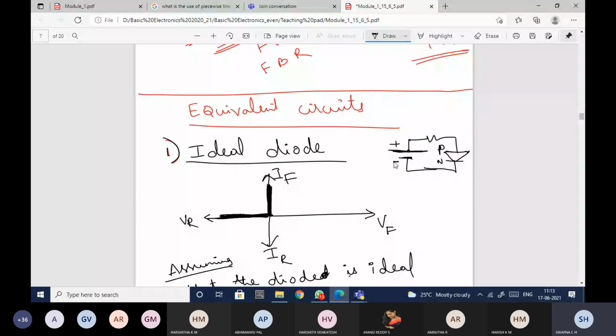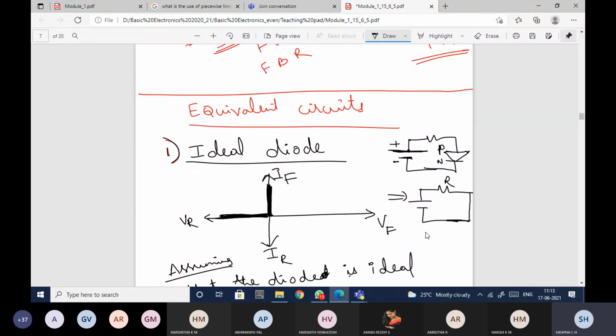N is connected to the negative. So this diode will be forward biased or reverse biased? If P is connected to positive and N is connected to negative, it is forward biased. So the equivalent circuit you need to draw is, this is my R, and instead of the diode, I'll just replace it with a short. That is the ideal diode characteristic.